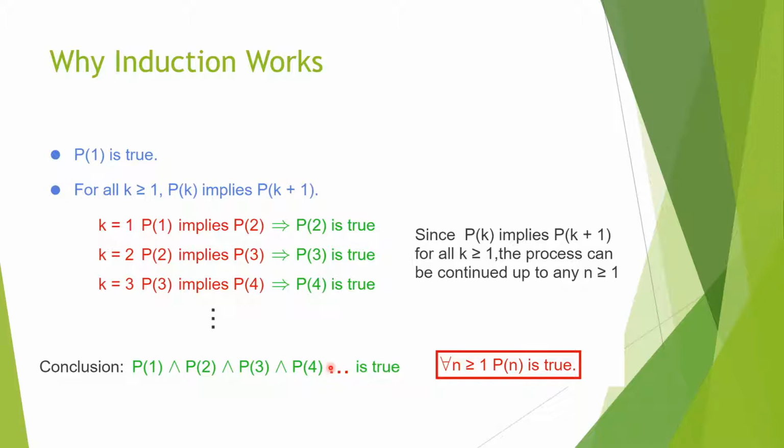This infinite conjunction of p of 1, p of 2, p of 3, p of 4, etc. can be summarized into this universally quantified statement: for every n greater than or equal to 1, p of n has to be true. If you remember, I told you in the second chapter that if you have a group conjunction, you can replace it with a universally quantified statement like this.